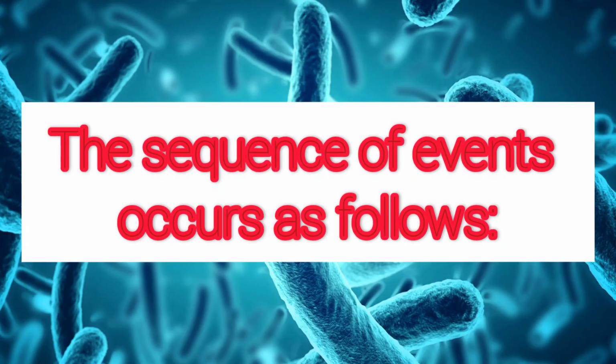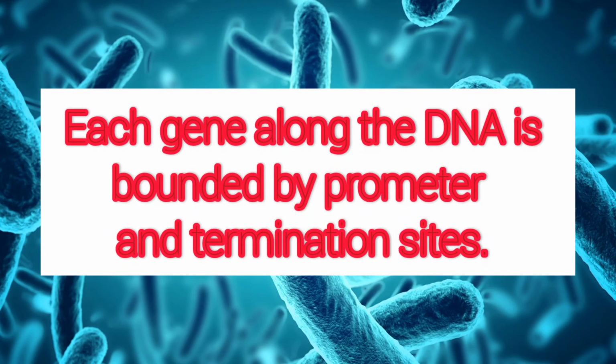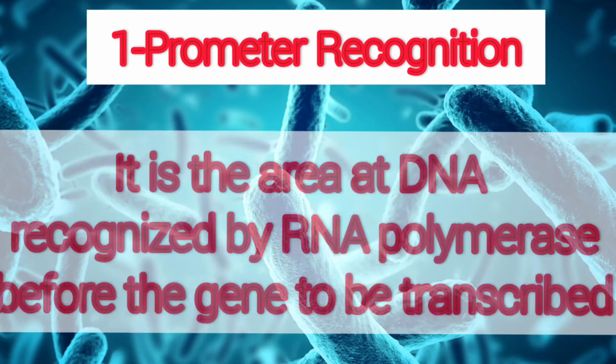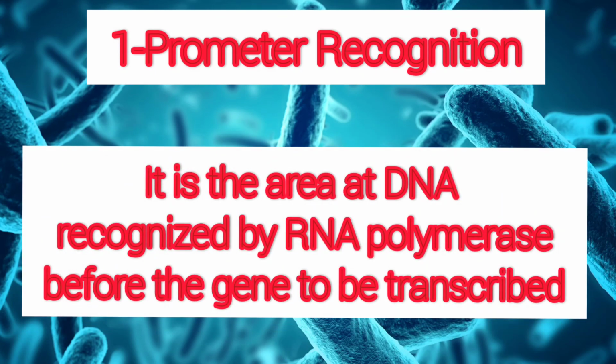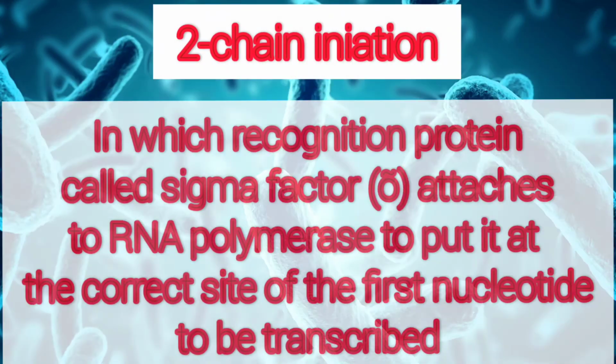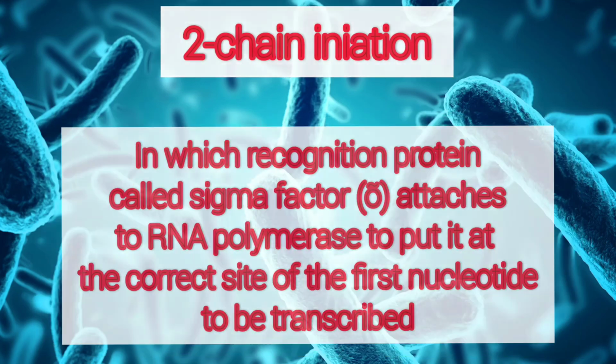Sequence of events of transcription occurs as follows. Each gene along the DNA is bounded by promoter and termination sites. One, promoter recognition. It is the area at DNA recognized by RNA polymerase before the gene to be transcribed. Two, chain initiation, in which a recognition protein called sigma factor attaches to RNA polymerase to put it at the correct site of the first nucleotide to be transcribed.